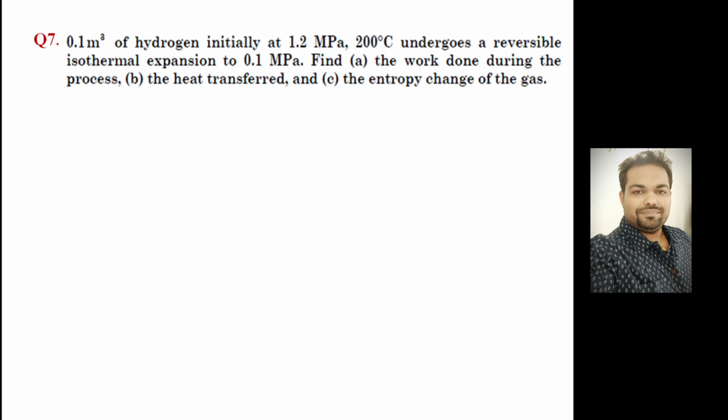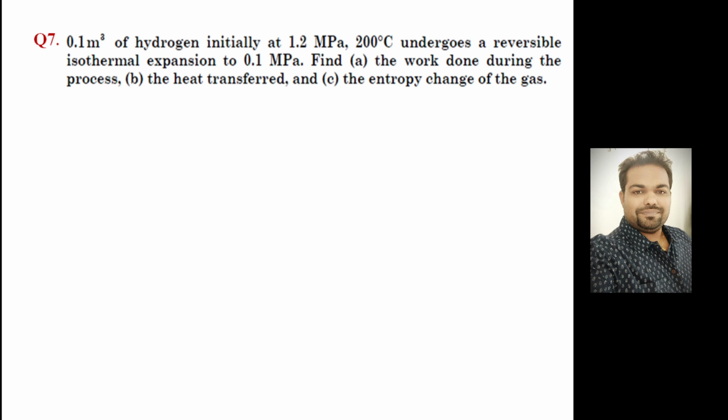Let's go for the next problem. 0.1 meter cube of hydrogen initially at 1.2 megapascal, 200 degrees C, undergoes a reversible isothermal expansion to 0.1 megapascal. Find the work done during the process. Again, it is an isothermal process. Find the heat transfer and entropy change of the gas.